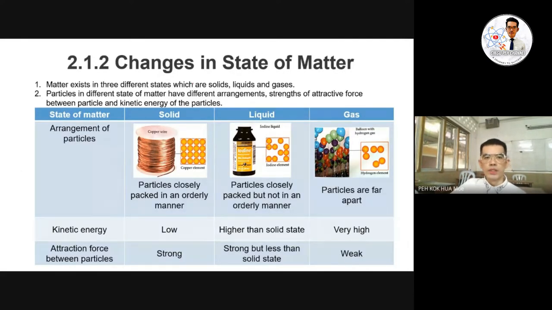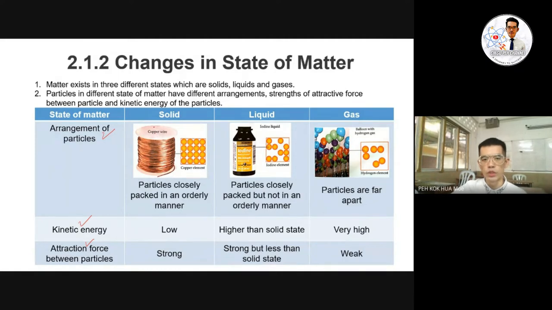Next will be the changes in state of matter. Matter exists in three different states, which are solid, liquid, and gas. This is in normal conditions on Earth. Plasma is quite difficult to occur naturally, as it needs a very high temperature, which occurs in stars. Particles in different states of matter have different arrangement, strength of attractive force between particles, and kinetic energy of the particles. So here we discuss the arrangement of the particles, kinetic energy, and the attraction force between the particles.